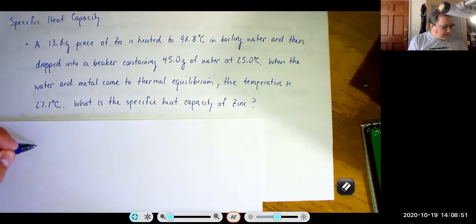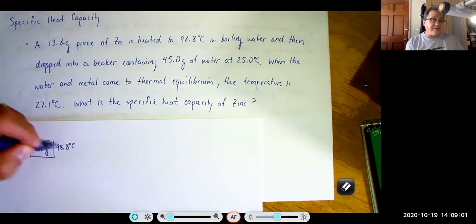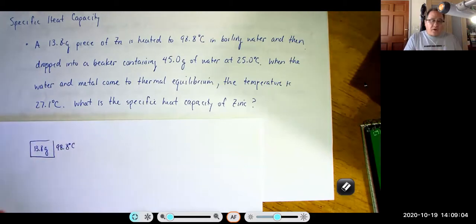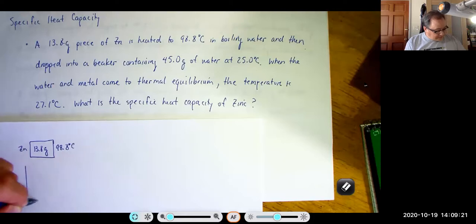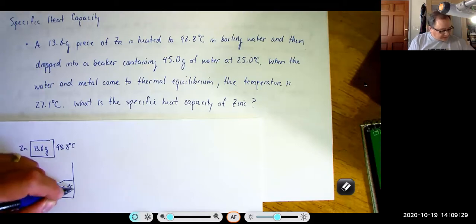So what we have here is a piece of zinc, and it's 98.8 degrees Celsius. You can achieve this temperature by putting it into boiling water, and the zinc will heat up until it's the same temperature as the boiling water, which is usually closer to 100 degrees Celsius, but it can be less than 100 degrees Celsius depending on the conditions. So you've got this hot piece of zinc, and this container of water, which has 45.0 grams, and it's at 25.0 degrees Celsius.